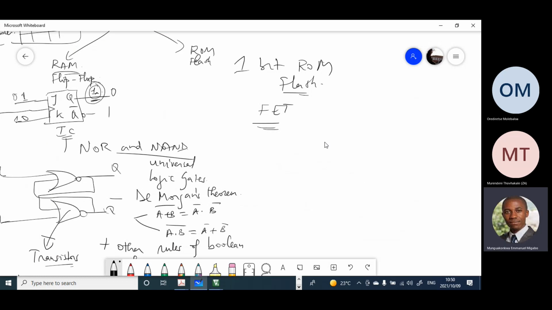Did you do any MOSFETs anywhere? No. In computer systems, you don't go as far as studying MOSFETs. You just do BJTs. I've heard that MOSFET word before, but I don't know if it was at school or somewhere.